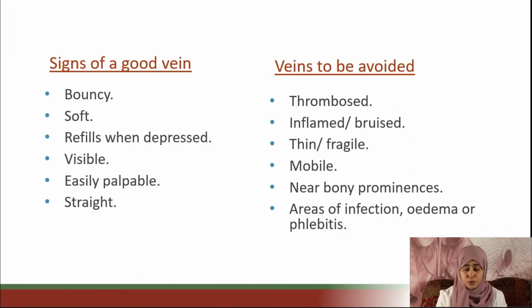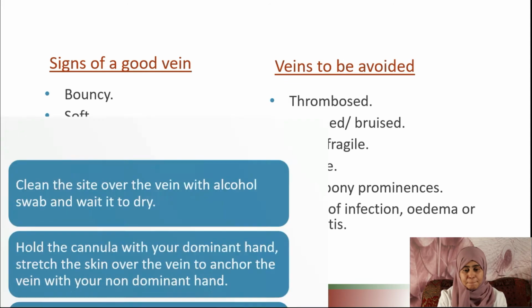After you choose your vein, how will you choose it? You have to choose a good vein, which is bouncy, soft, refills when depressed, visible, easily palpable, and straight. And there are some veins that you have to avoid, which are thrombosed, inflamed, bruised, thin, fragile, mobile, or near bony prominences and areas of infection, edema, or phlebitis.